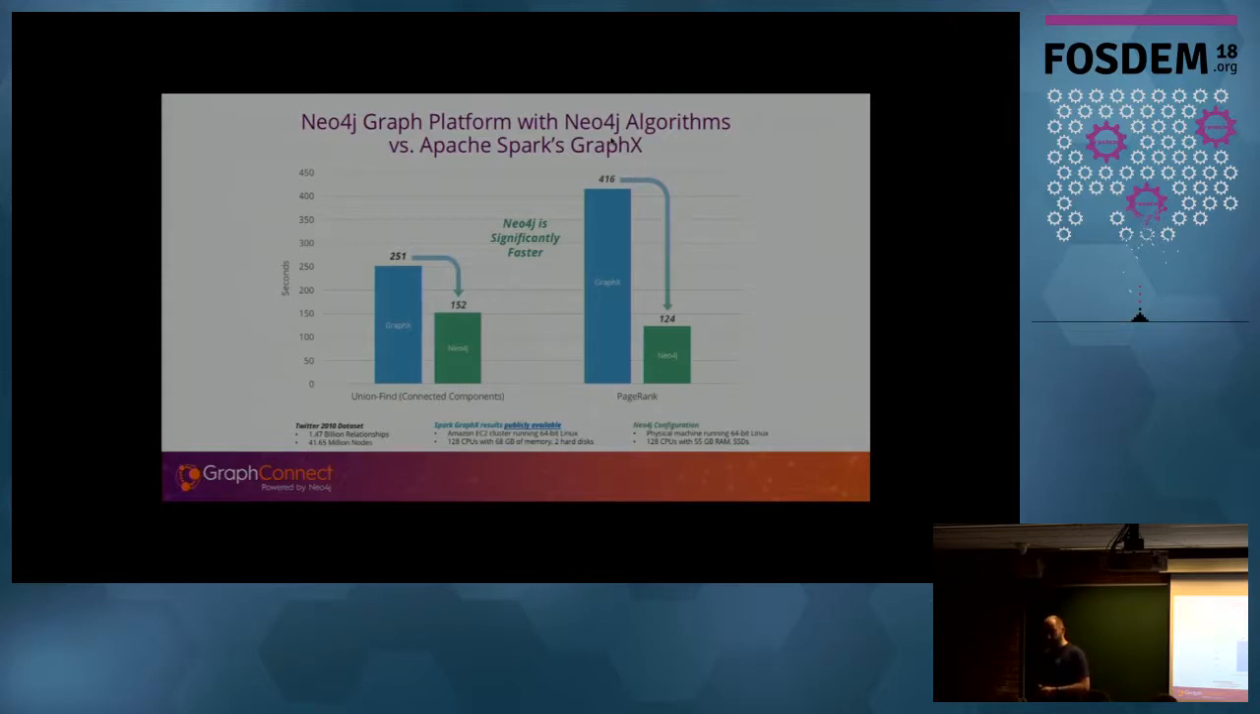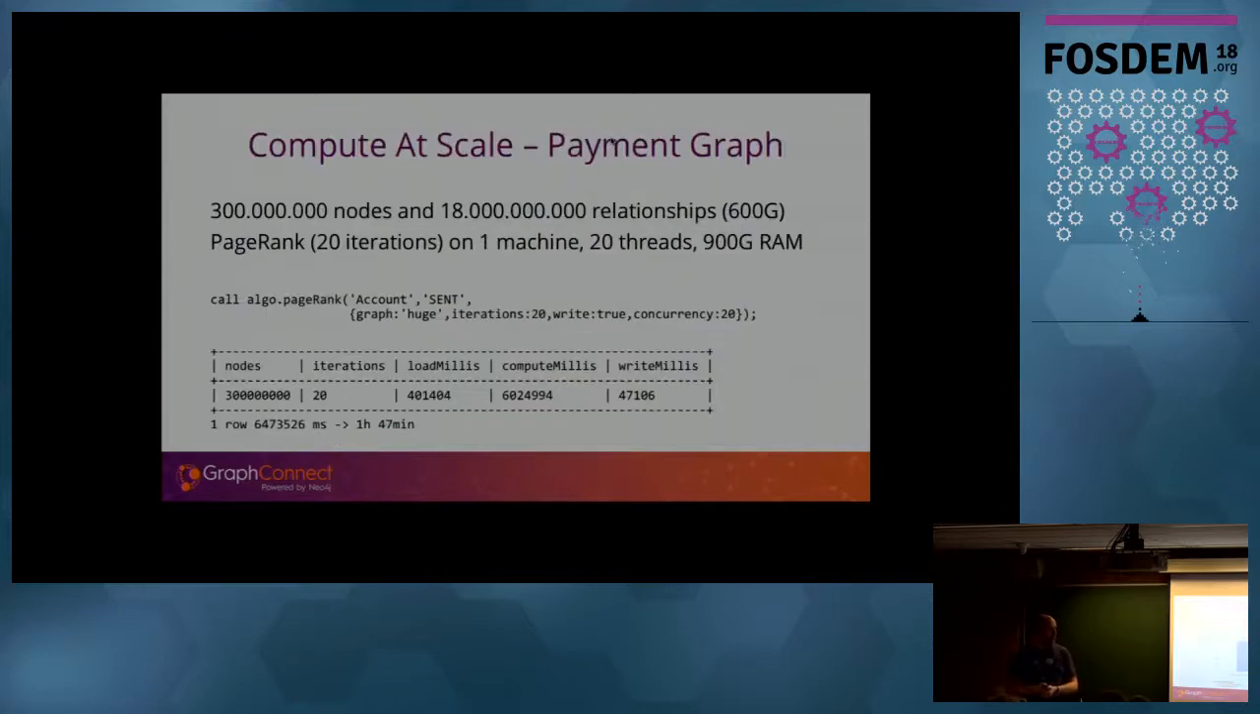Something that we started with initially was to limit these graph algorithms to 2 billion nodes and 2 billion relationships, so that we can use integers everywhere, which makes it much faster to build and use less memory. But now we are rewriting them to use long IDs, so we can run to arbitrary sizes.